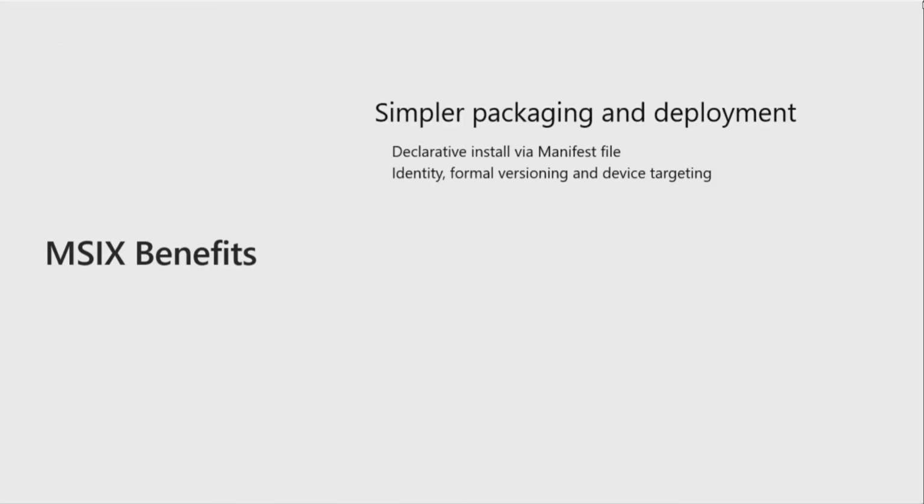So what are the things that we look at for MSIX? Plain and simple, it's just a simpler packaging and deployment technology. The application installation is declarative and it's driven from a manifest file, so you can easily understand every single thing that the application is doing when it installs. Also, with the packaging format, we've instituted a formal identity and versioning system and built-in device targeting. So everything that's declared in the manifest helps build the identity of your app and how it's applicable for the OSs that you want to deploy to. And I'll dive a little bit more into that identity in a couple slides.